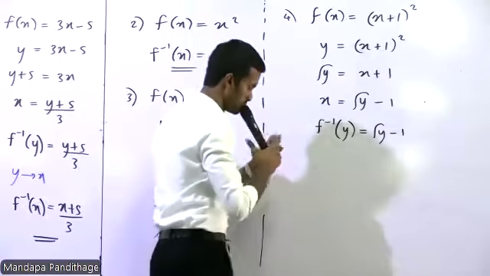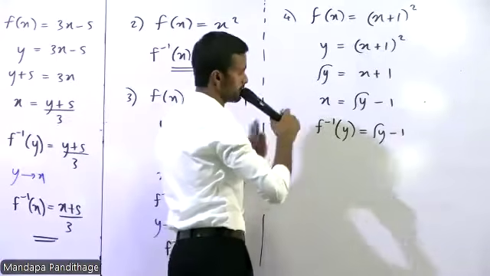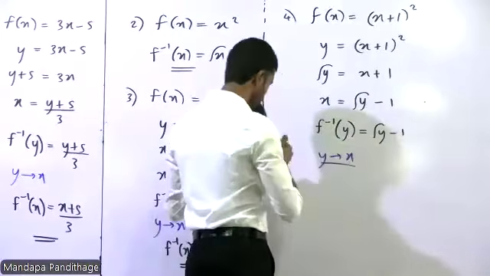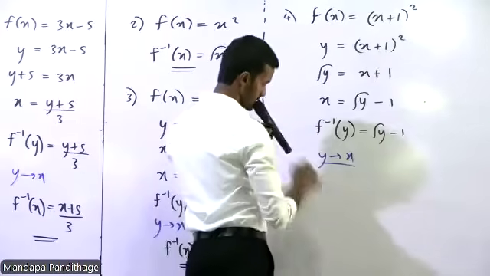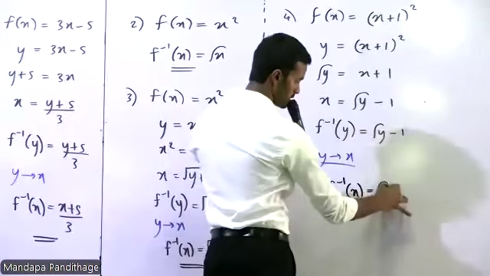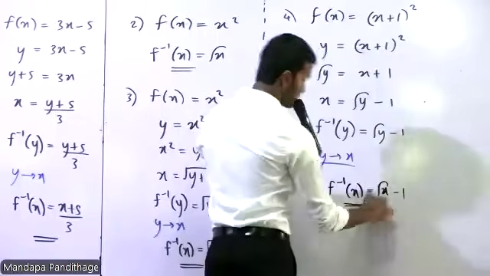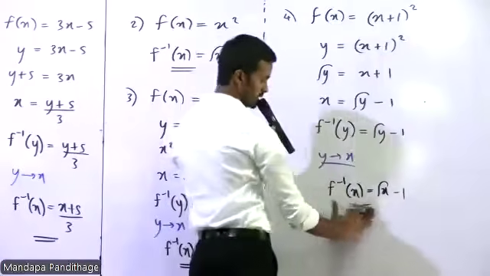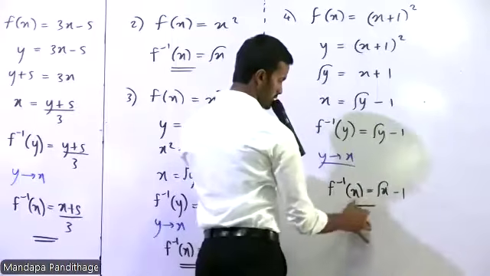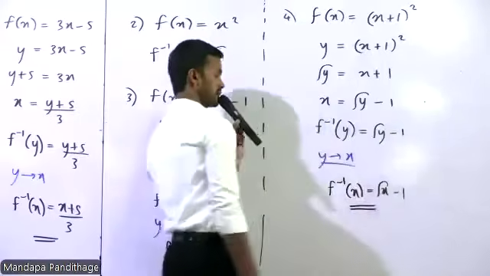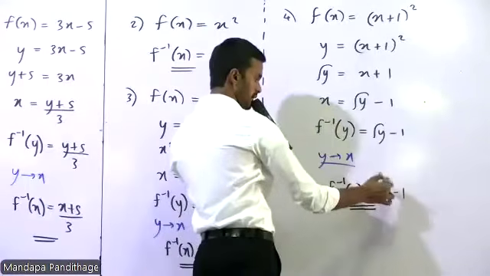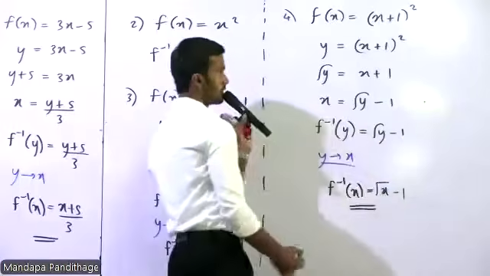Change the variable, which means f inverse x is equal to root of (x minus 1). 1 is added and the square has been considered. I have subtracted that added 1, and then I have taken the square root.